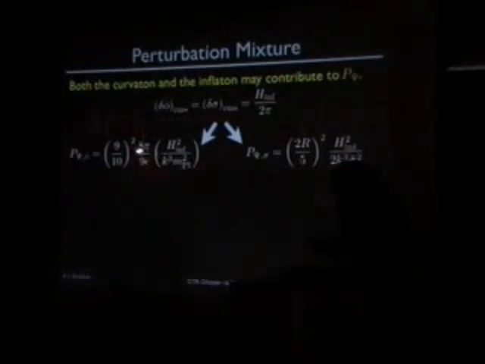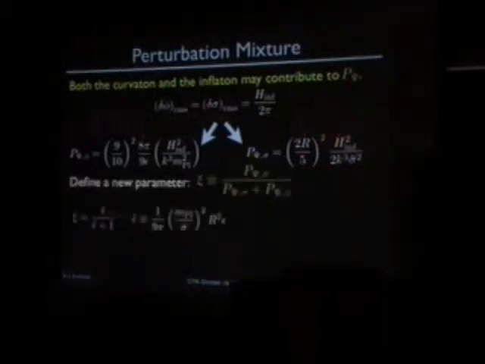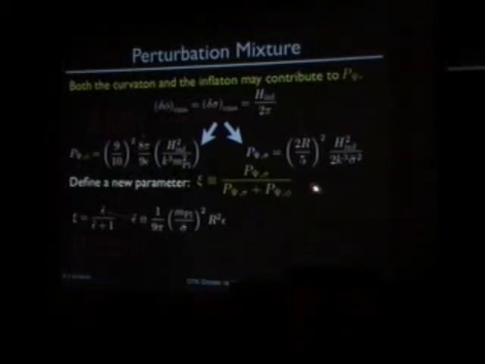However, it's proportional to 1 over epsilon here. This one's proportional to a squared over sigma bar squared. So you could conceivably have a mixed inflation model where the new parameter is the fraction of the power from curvaton oscillations over the total power from both inflaton and curvaton oscillations. And this parameter C is determined by the three parameters I discussed before, the mean value, the R value, the ratio of the energies, and the slow roll parameter epsilon.